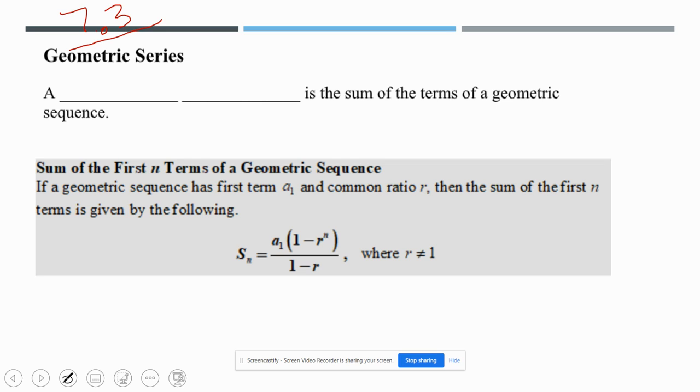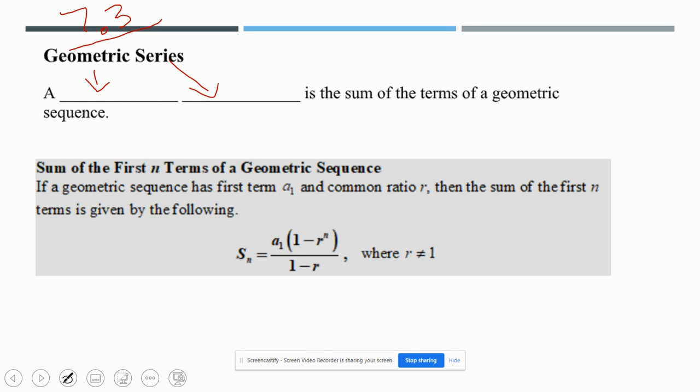Welcome back, everybody. We are still working on Chapter 7, Section 3, Geometric Sequences and Series, and today we're going to start talking about geometric series. So a geometric series is the sum of the terms in a geometric sequence. Just like arithmetic series, where we took all the values we had and added them up to find their total, now we're going to take the values of a geometric sequence, add them up, and find their total.